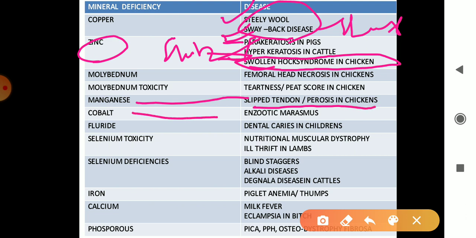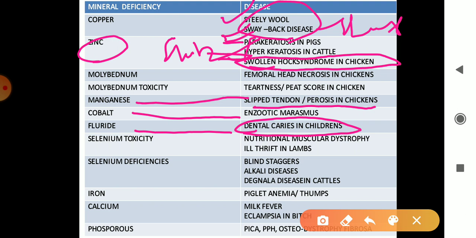Cobalt deficiency causes enzootic marasmus. Fluoride causes dental caries in children. It is always in the news. In some parts of our country, the groundwater is highly contaminated with fluoride. An excess level of fluoride causes bone pain, and its deficiency causes dental caries, with a white chalky color or chalky demarcation in the dental portion.